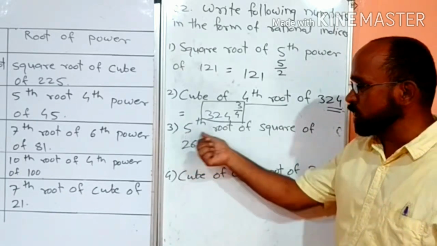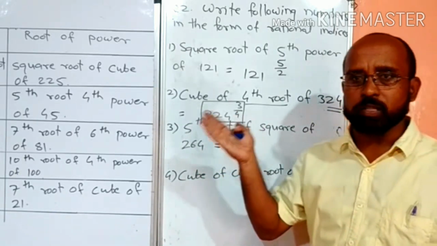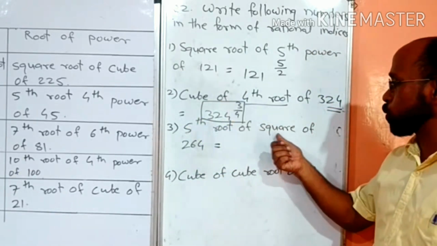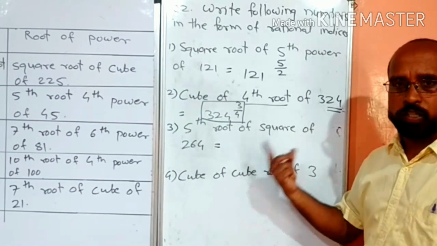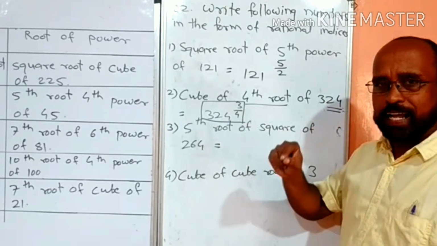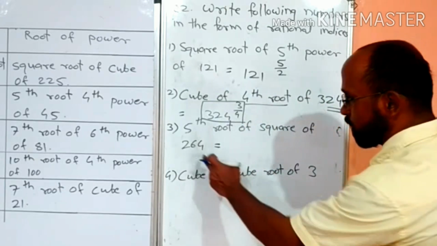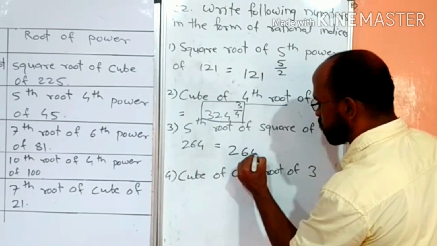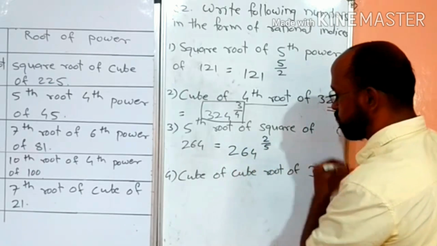Fifth root of square of 264. Once again, root is fifth. Means 5 will come in the denominator. Square of. Power is square. Square means 2. So 2 will come in the numerator. So index is 2 upon 5 and base is 264. 264 raised to 2 upon 5.